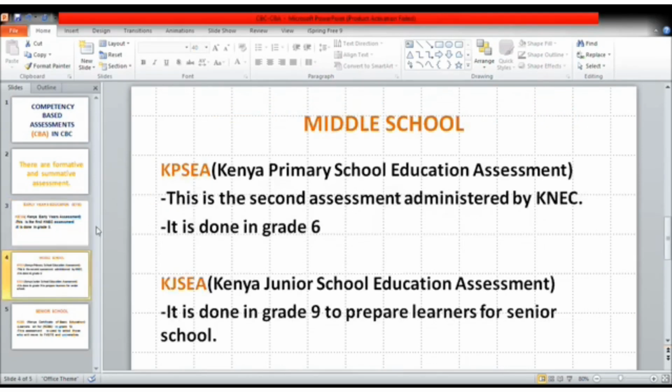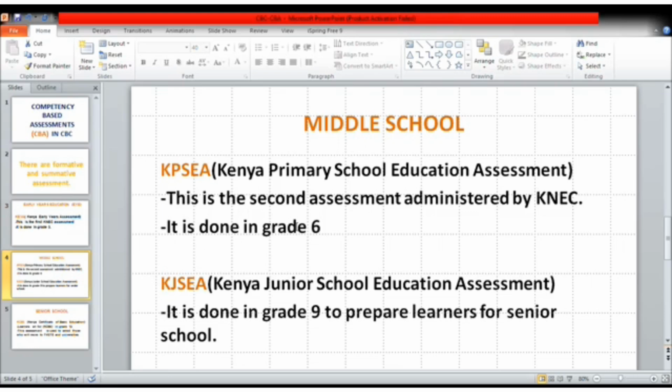middle school, where they go through another assessment in grade 6, KPSEA, which stands for Kenya Primary School Education Assessment. So this is the second assessment administered by NEC.